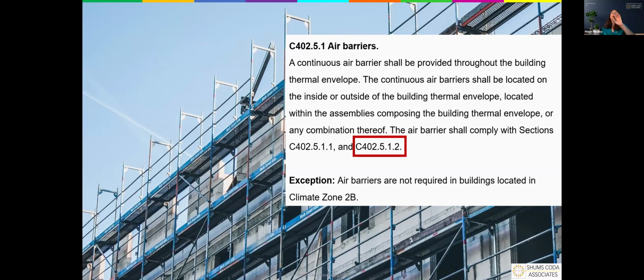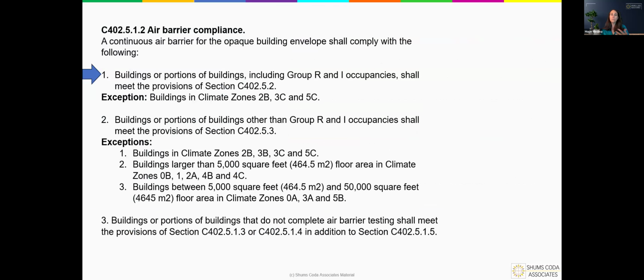C402.5.1.2. Now, we're going to jump ahead, skip the 0.1, and take a look at the 0.2, because I think it's incredibly important for us to see where things are going. So C402.5.1.2 has 3 items in there, and what it says is you are going to comply with the following, and it's saying all of it.